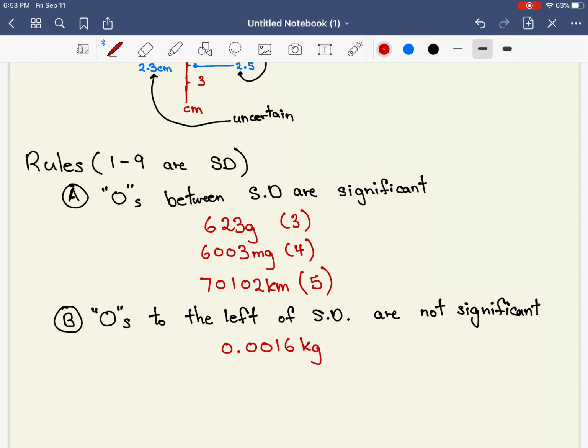Let's say 0.0016 kg. As you can see, these zeros are to the left of significant digits. What that means is that they're not significant, which means these zeros right here are insignificant. Only these 2 numbers are significant. So the answer here is 2. Only the 1 and the 6 will be significant because these zeros are to the left of significant digits. All right. What about this one?